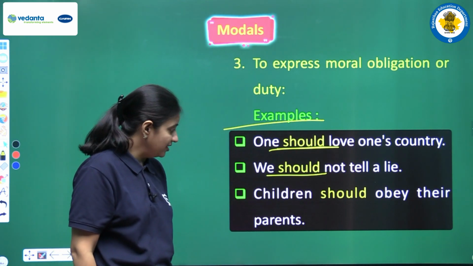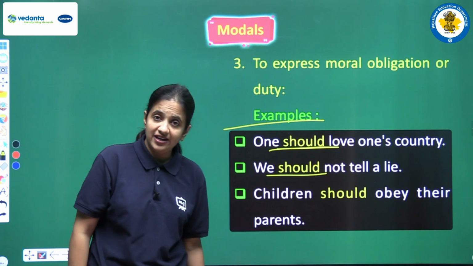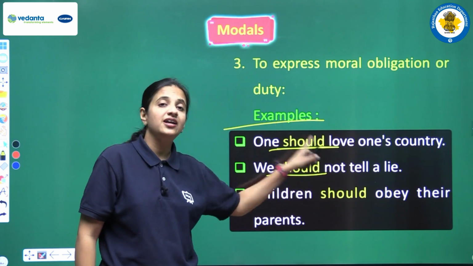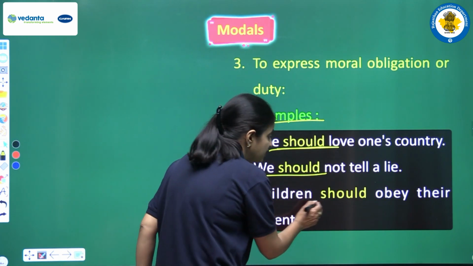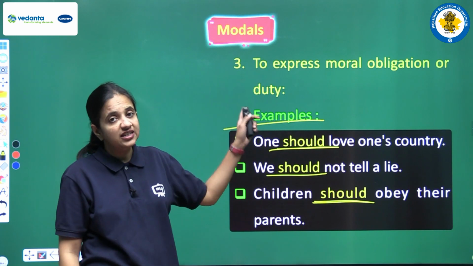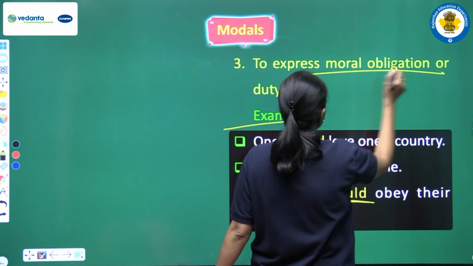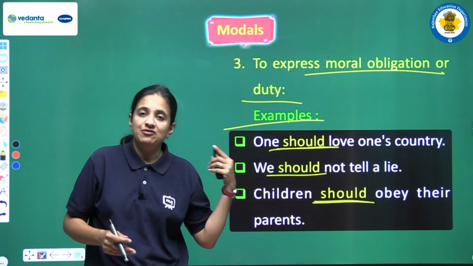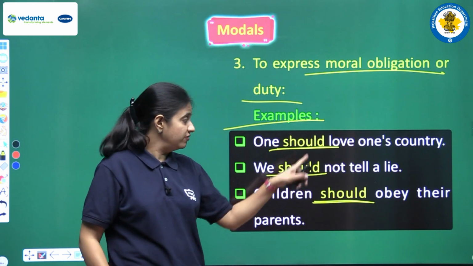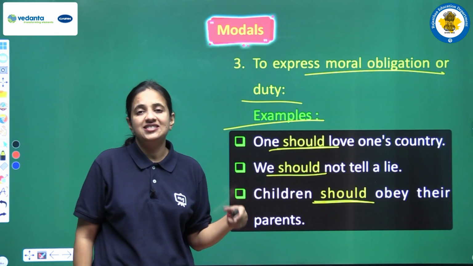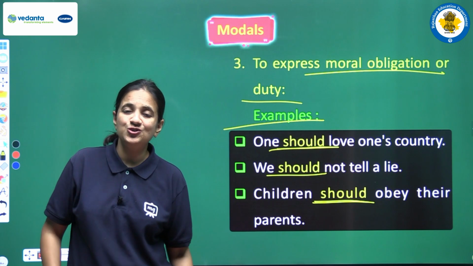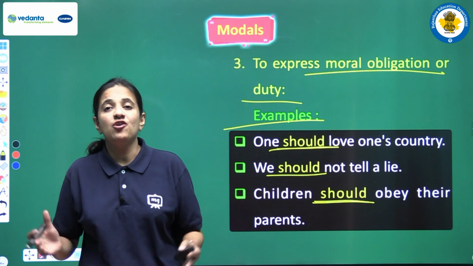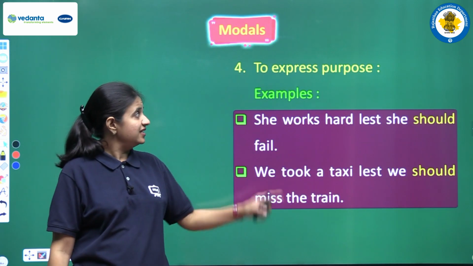One more example we are having, children should obey their parents. So again, this is a moral duty, this is a moral responsibility. So we are using should here, and the sentence that we are having here is, children should obey their parents. So all these things are related with moral obligations, moral duty, or we can say moral responsibility, right? So when we want to express all these things, we always use should in the sentence. So this is the next use of should, where it is used to show moral obligations, duties, or moral responsibilities, something that we all should follow. Let's see the next use of should.